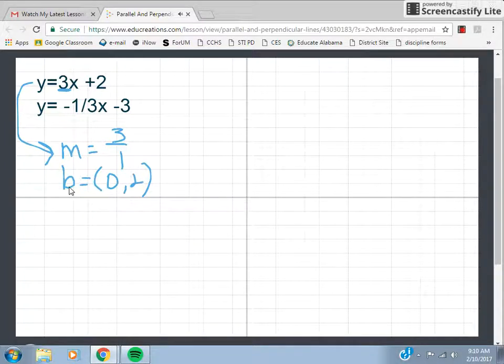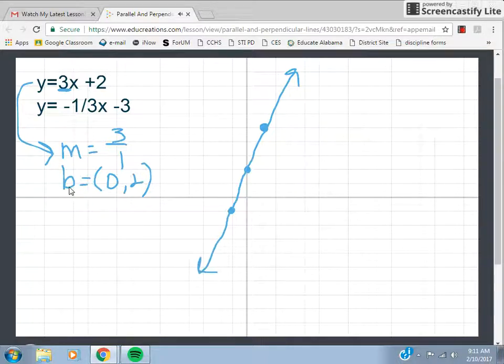So let's graph it. We're going to graph first the y-intercept, (0, 2). And then we're going to go up 1, 2, 3 over 1. And then down 3, 1, 2, 3 to the left 1. Alright, so here's my line.